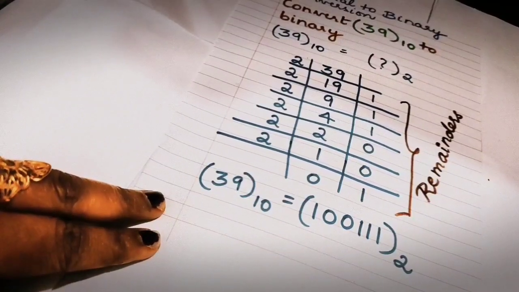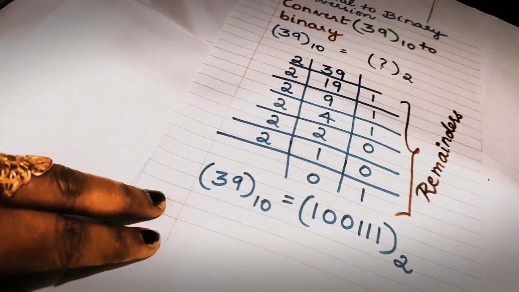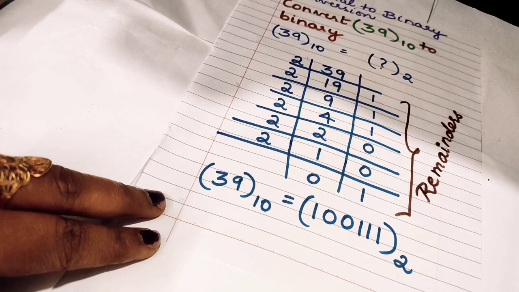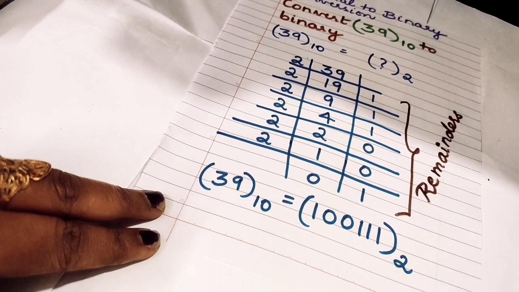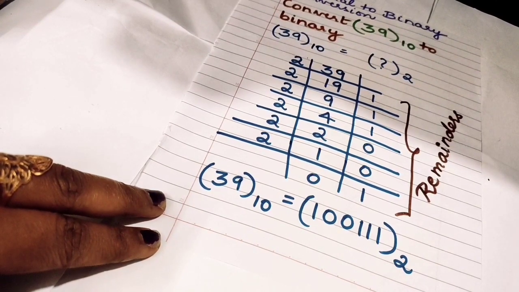The divisor is 2 because we have to obtain the binary equivalent, and for a binary equivalent the base is 2. We can see that there are only ones and zeros in the binary representation.